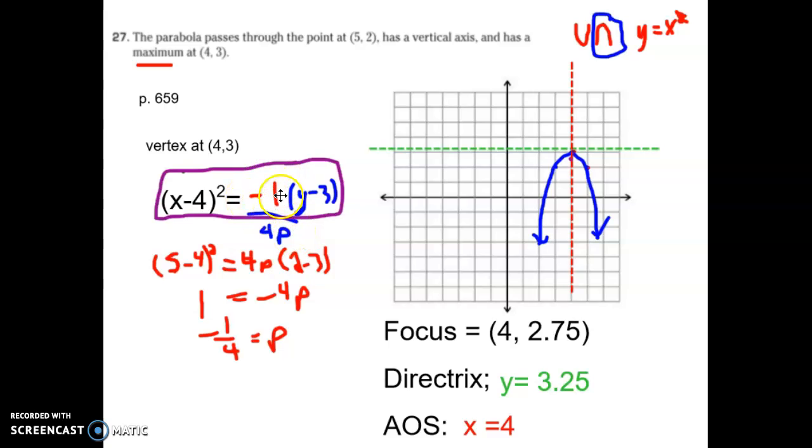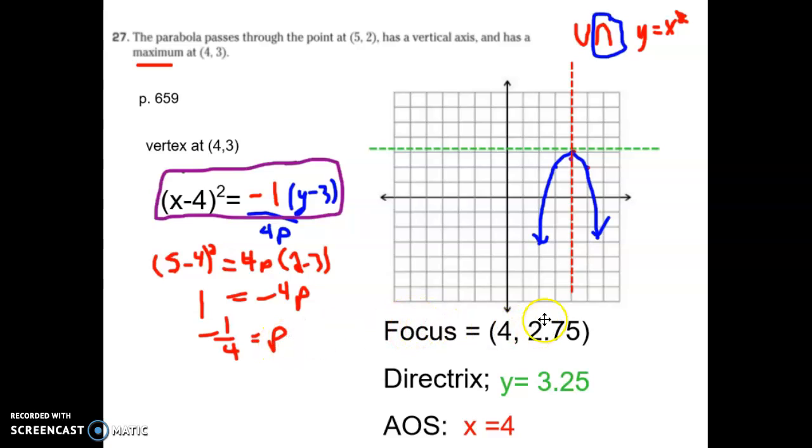So how did I get the -1 here? Well, remember this is 4p. So if I put -1/4 in for p, 4p gives me -1, and voila, I have my equation right there. Now, that still didn't tell me my focus and my directrix, but I know p is -1/4.